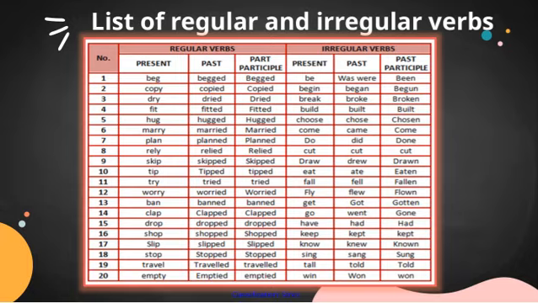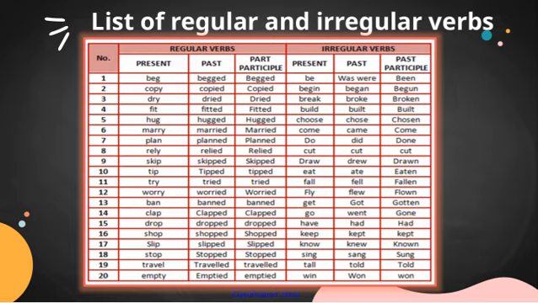Let's take a closer look at this slide, which features a list of regular and irregular verbs. As you've seen earlier, understanding these two groups is fundamental to mastering verb forms in English. Regular verbs are quite straightforward. Most of them follow a simple pattern when forming their past tense and past participle by adding ed at the end. Think of verbs like walk, talk, or play. They follow the same pattern, which makes them easier to learn and remember.